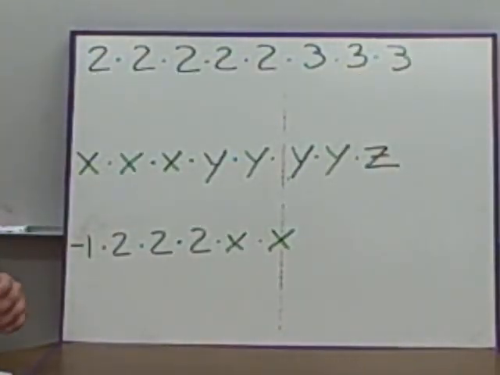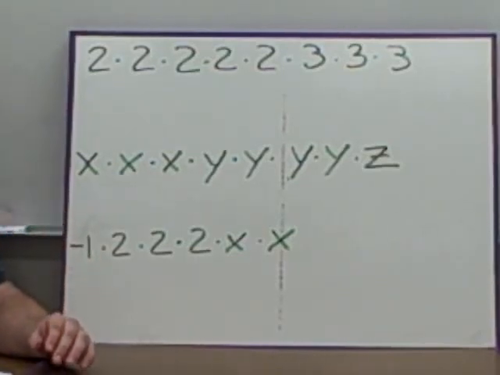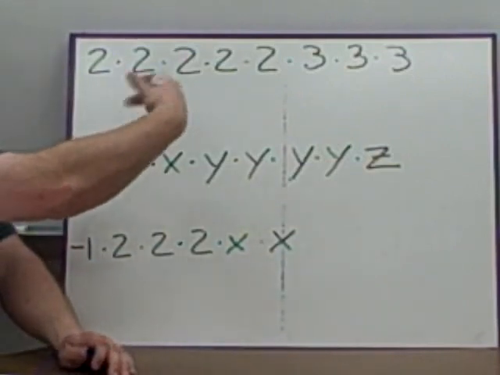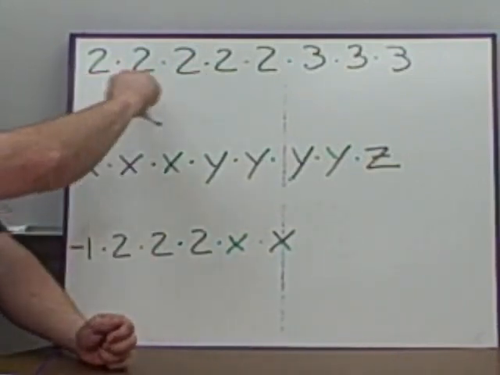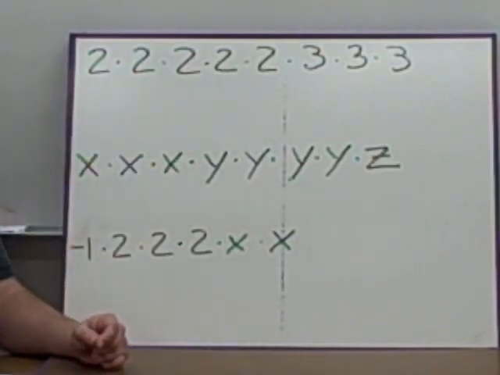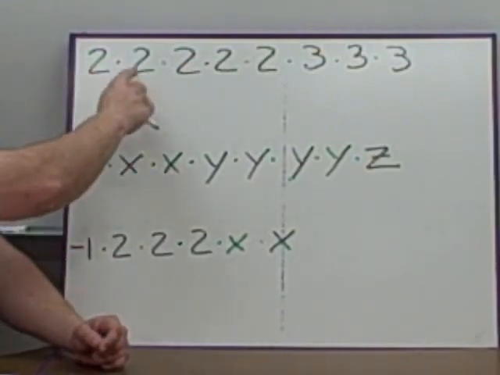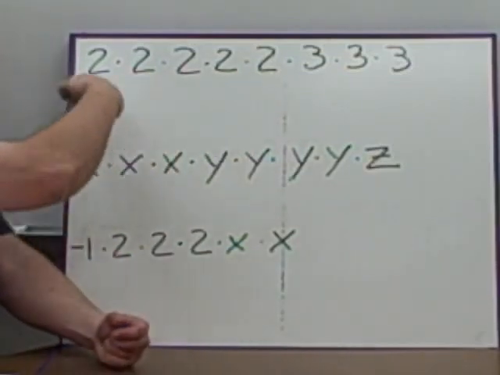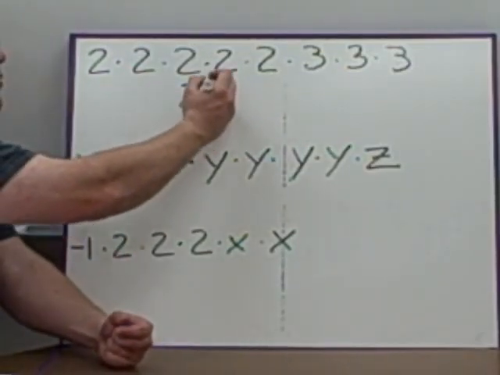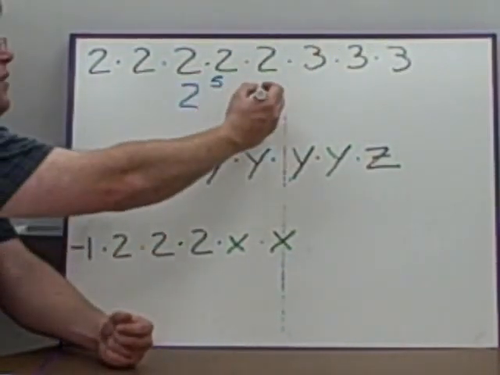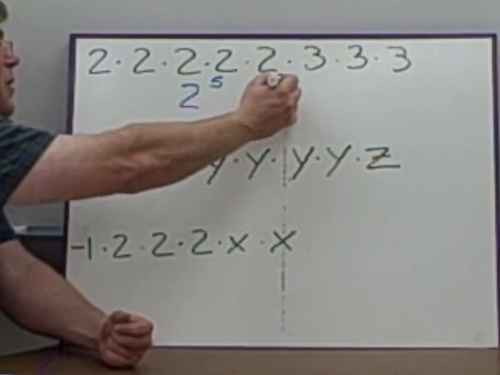Let's try a couple others here. Now here, this is a little more complicated. It's not just one set of numbers, it's 2 different bases. When you're counting these out to put the exponent on here, you can only count up the ones that have a like base, which means these 2's are the same here. 1, 2, 3, 4, 5. I have 5 2's. That's 2 to the 5th power. I have 1, 2, 3, 3 3's. So I have 3 to the 3rd power.